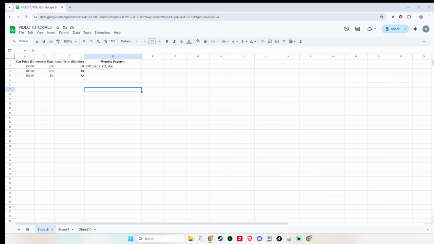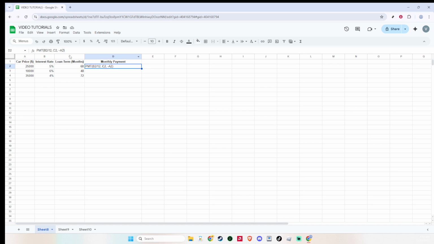First, open your Google Sheets document on your desktop so you have a full keyboard and all the spreadsheet tools handy. Once the sheet is open, click the cell where you want the monthly car payment to appear. This will be the spot where Google Sheets returns the final dollar amount.